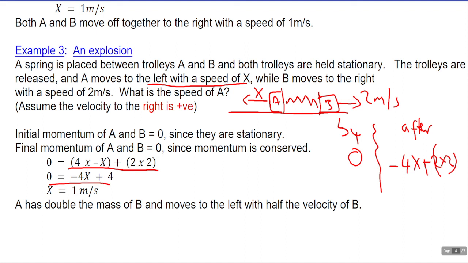Making x the subject of the formula would give you positive 1 meter per second. So which means A is going to move off with a speed of 1 meter per second. So the direction that we have assumed is the correct one. Now A, having double the mass of B, moves to the left with half the velocity of B in that case.